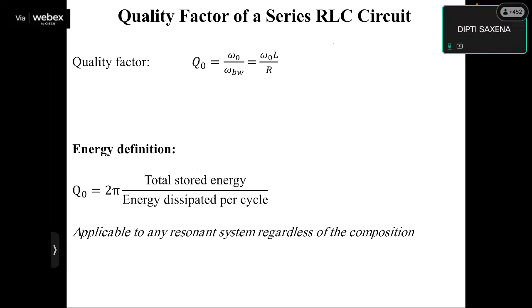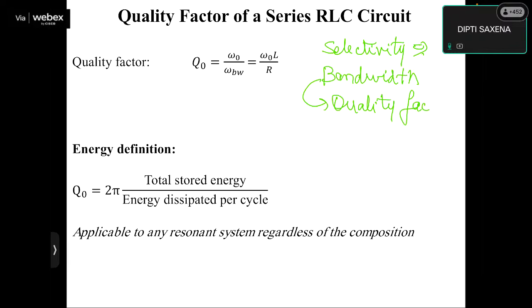Now, the selectivity of the circuit is defined by two parameters. One is bandwidth and the other is quality factor. Now, what is selectivity? How do you define the selectivity? Selectivity is the ability of the circuit to reject all the frequencies except the resonance frequency, right?